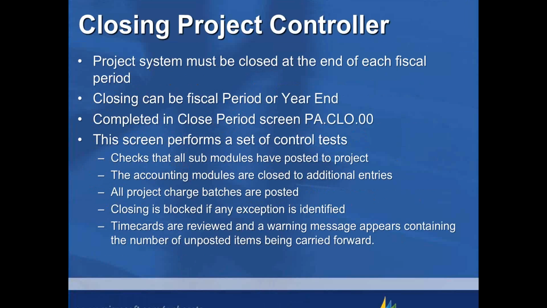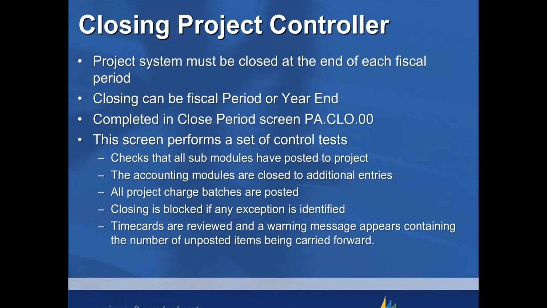So it's going to check that all submodules have been posted to projects. It's going to check that the accounting modules are closed to any additional entries, so it won't allow any further changes. All project charge batches are posted. It'll check that, and closing is blocked if any exception is identified. It will give you messages in the screen telling you what problems it might have found. And of course, you would resolve those and then retry the closing process.